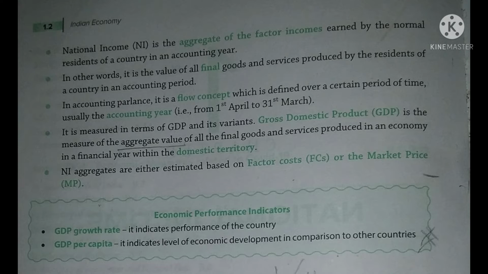So, when all these incomes of the four factors of production are included collectively, they are called national income. Clear? All these factor incomes obtained or earned by the normal residents of a country in an accounting year are called national income.